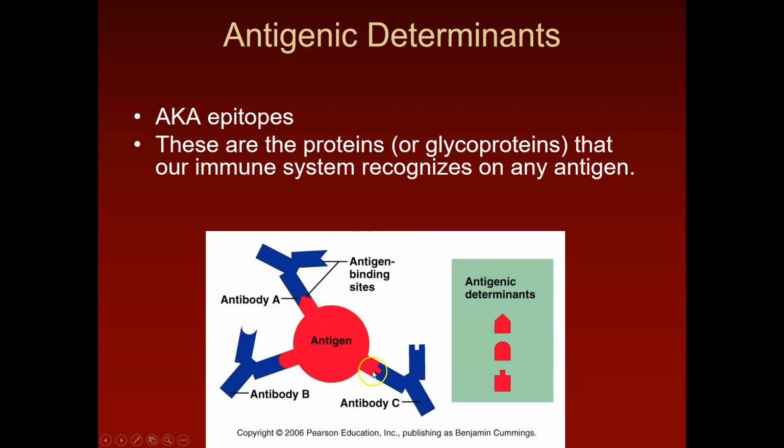Notice that some antigens will have multiple antigenic determinants. Some don't. It just kind of depends on the antigen. The more antigenic determinants that are present on an antigen, the stronger your immune response can be against it. So the better that kind of is for you in a lot of cases.